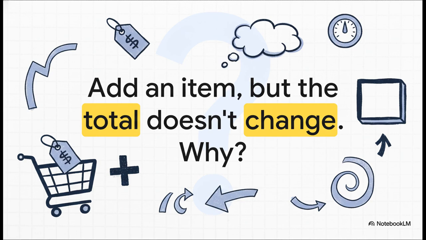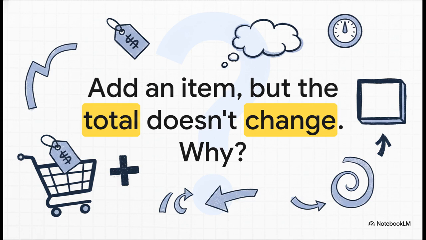So let's kick things off with a super common problem, one I'm sure we've all run into. Imagine a shopping cart. You've got 2 items, the price is right, the total is $100. You click Add another item. The quantity updates, but the total price? It's just stuck.